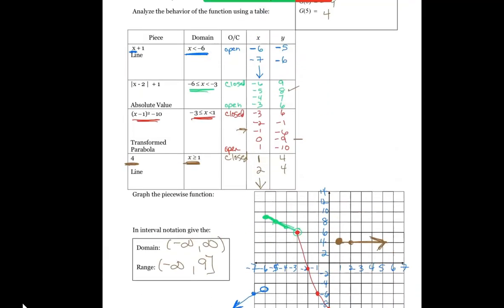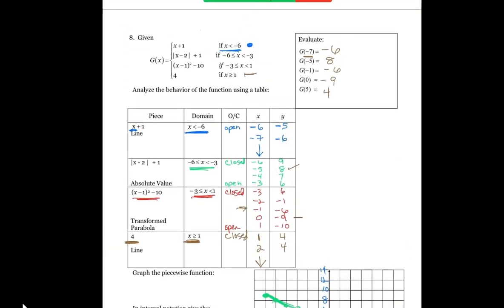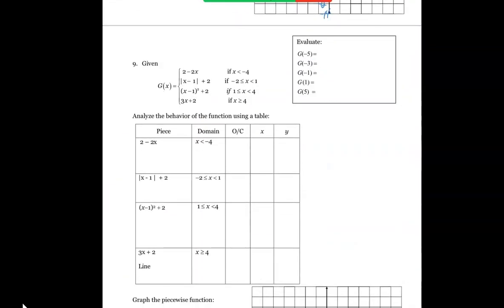Oh, I should have said one thing. Did I fix these already? Yes, I did. Okay, remember we had to fix these things to make sure that they lined up and everything matches. So I fixed it on here already. Okay, another piecewise function. I have how many pieces this time? Another 4 pieces. So let's go ahead and we will analyze this.